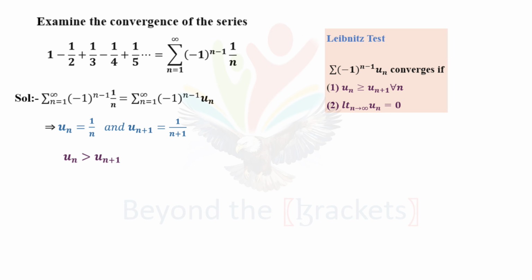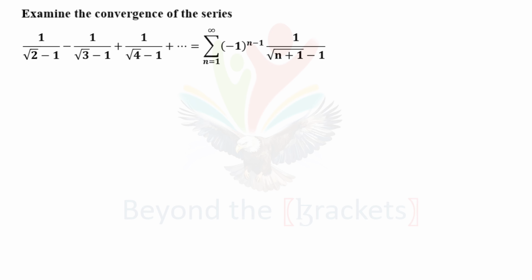This means that the first condition of Leibniz test is satisfied. For the second condition, take the limit as n tends to infinity of un. We get limit as n tends to infinity 1 by n, which will be equal to 0. So the second condition is also satisfied. Hence, by Leibniz test, the given alternating series is convergent. Moving on to the next problem.